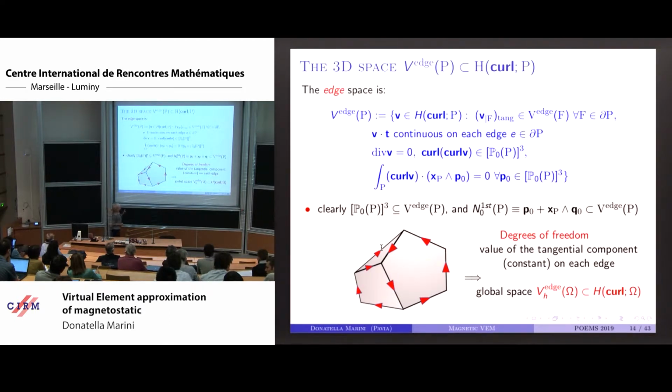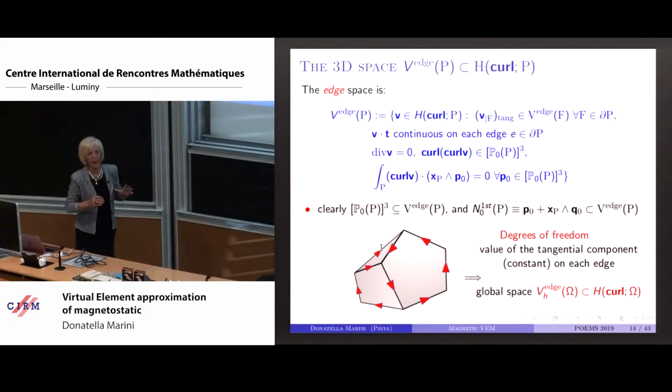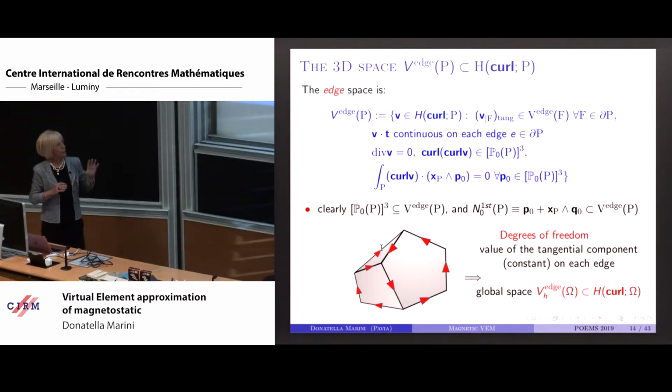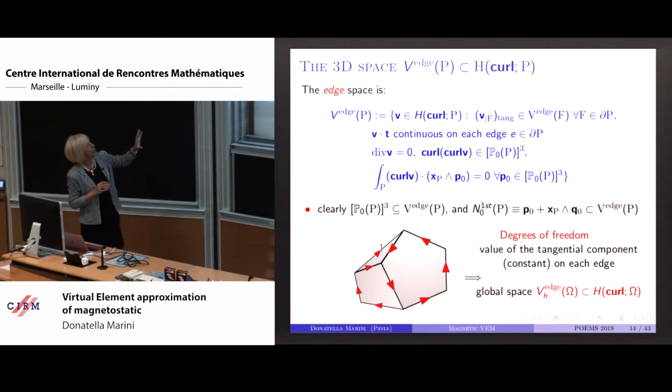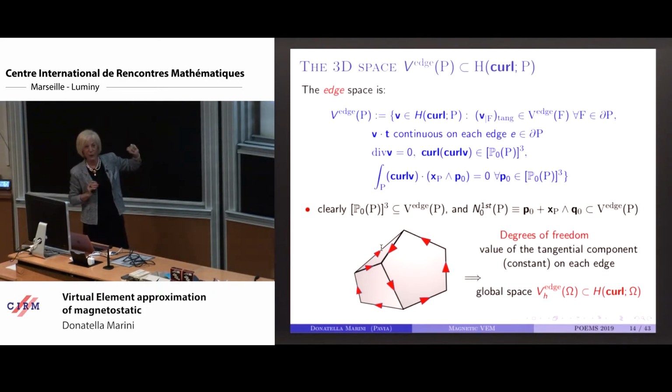So it's easy to verify that vectors of this kind, Nedelec first kind, verify everything, so it's included. And this is very important. When this polyhedron is a tetrahedron, we have exactly Nedelec first kind. So this edge space is the extension to polyhedra of Nedelec first kind element.